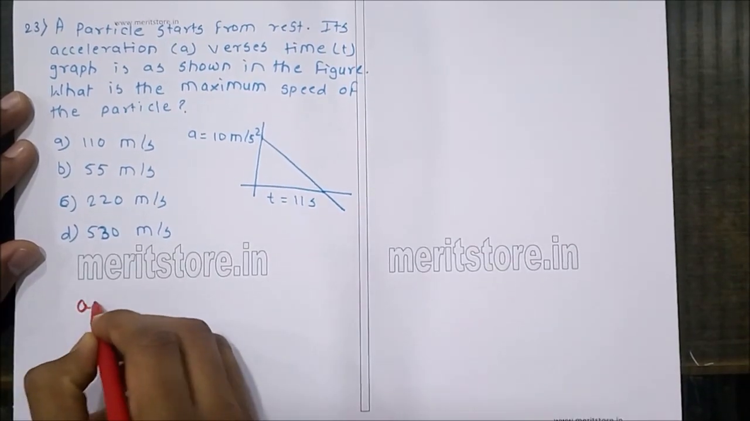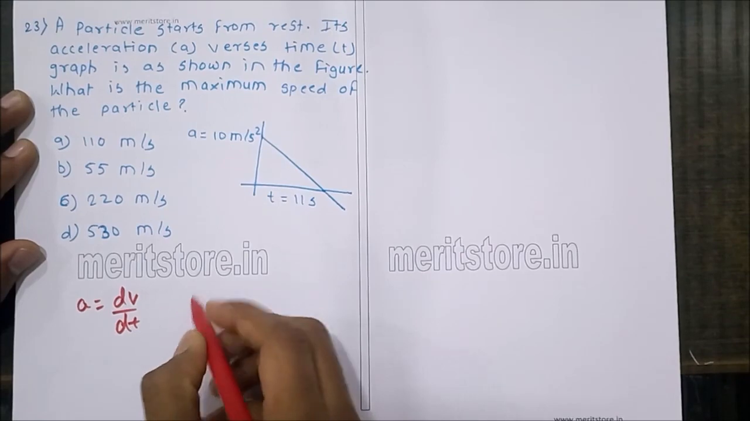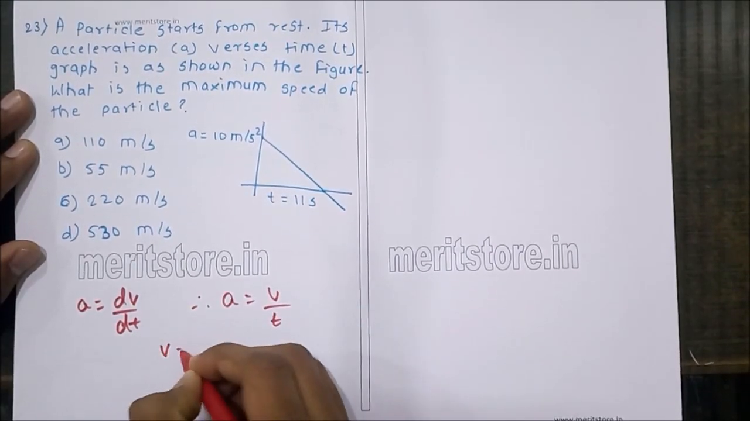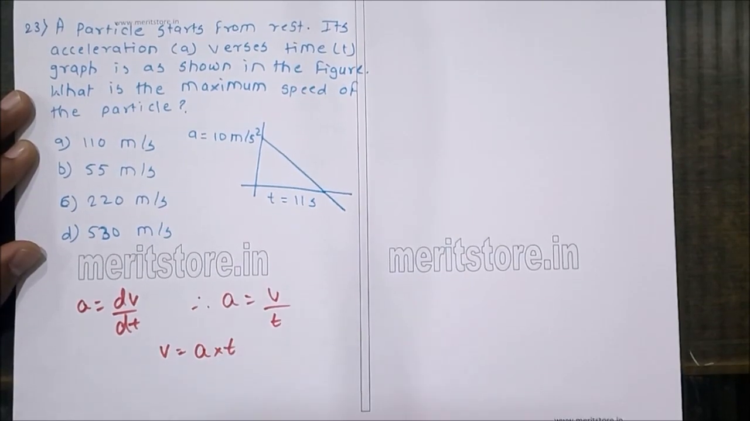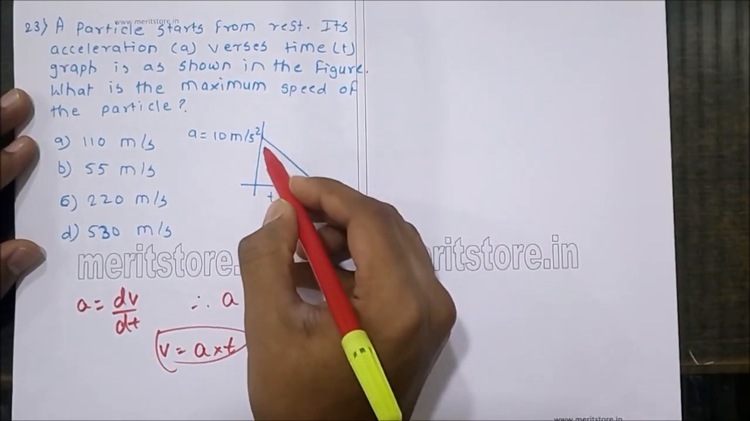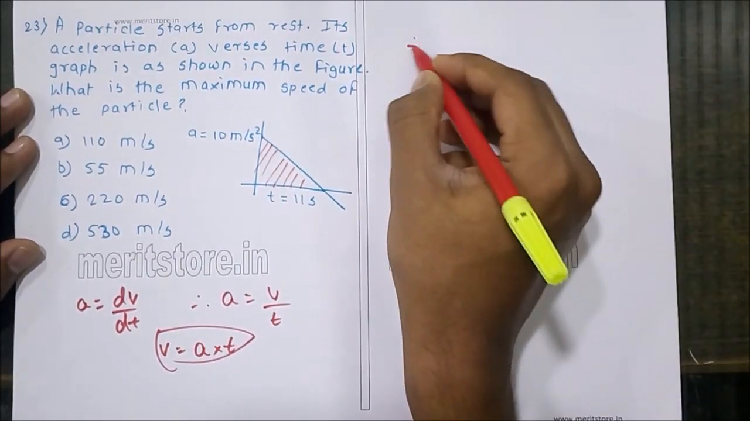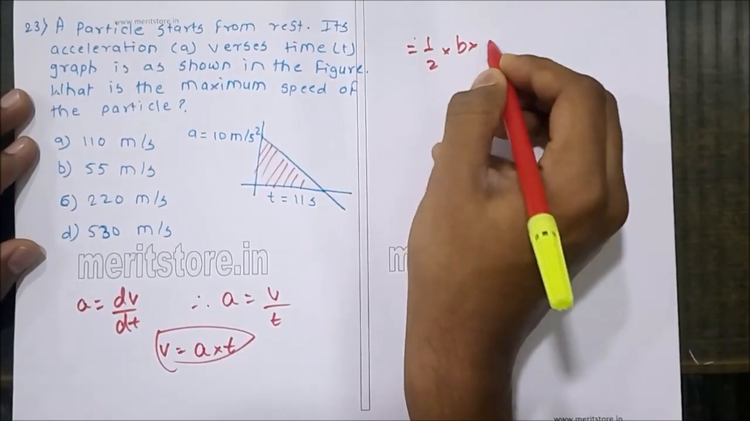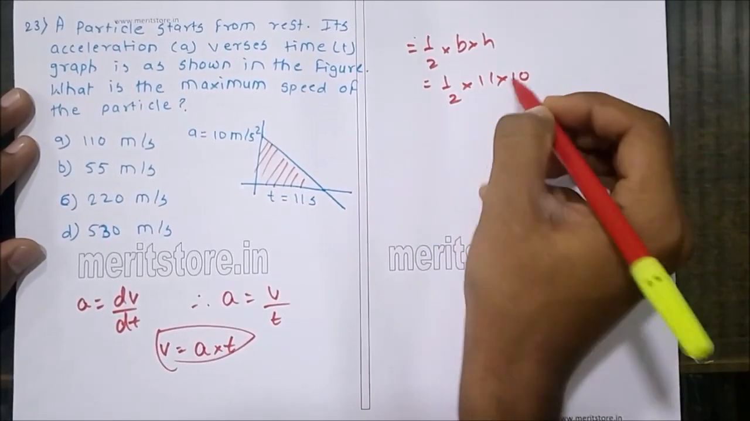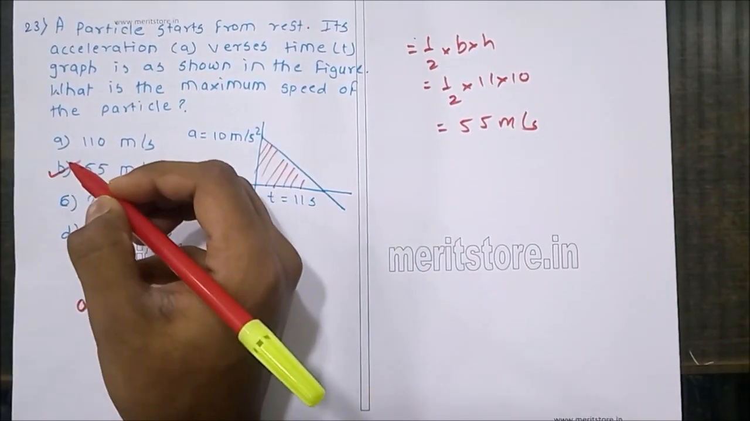Now, acceleration is given as the derivative of velocity with respect to time. So a can be written as dv by dt. So v is equal to a into t. So from this relation, we know that the velocity is nothing but the area under this triangle. So the area under this triangle is given as half into base into height, which is equal to half into 11 into 10, which turns out to be 55 meters per second. Hence option B is the correct answer.